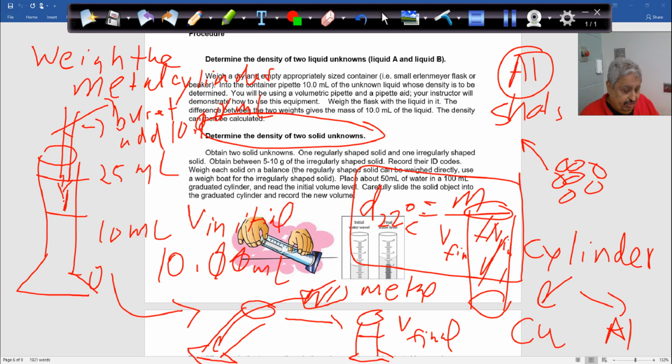Everybody's following? So then when you are done with the 10 mL inside, tilt it and put all the shots at once, correct? And try to shake what? Try to shake this, because those shots have some air pockets. Try to shake the graduated cylinder before you read the final volume, correct? And the mass of those shots divided by final minus initial volume will give you the density.